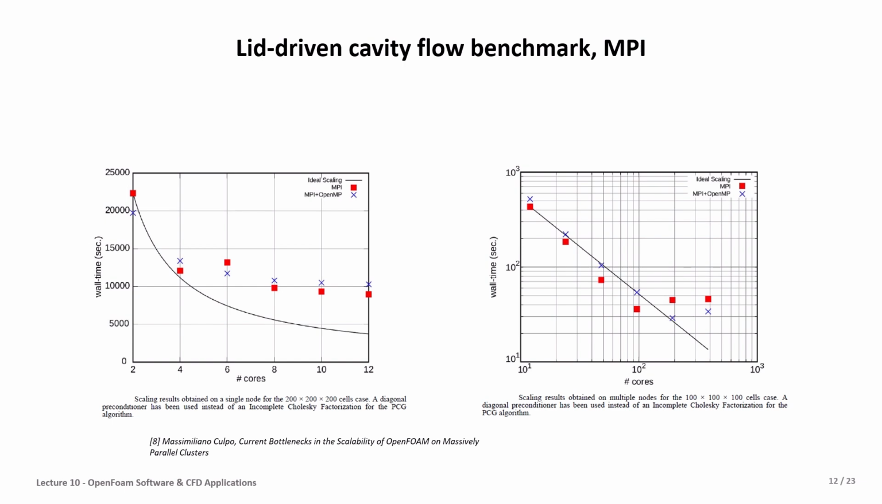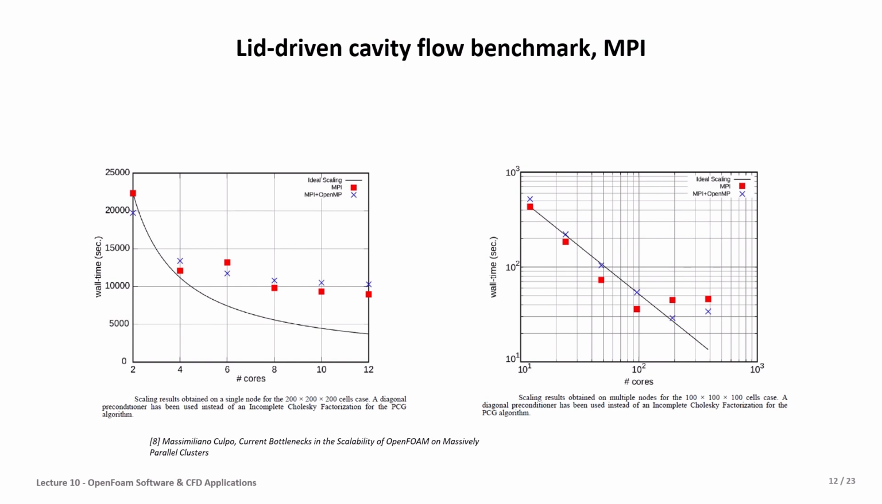In this figure, there are results from the ideal scaling, MPI and MPI plus OpenMP that we can see. On the left-hand side, it's for a single node application with a domain of 200 by 200 by 200 cells, and we can see that when the number of cores increases, there is a difference between the ideal scaling and MPI and OpenMP. And the OpenMP plus MPI and MPI are very close to each other.